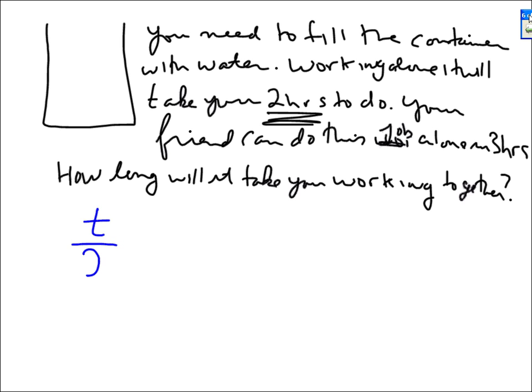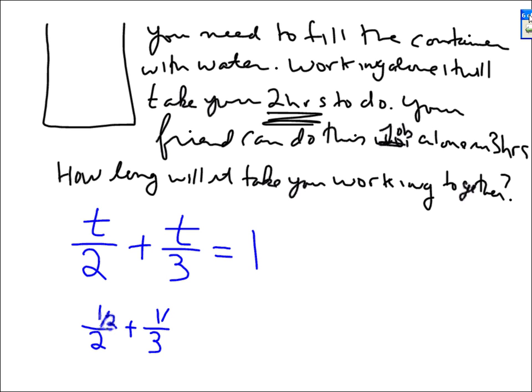Well, you're going to do T over 2 of the job, and your friend will do T over 3 of the job, and it needs to be 1. Remember, in say 1 hour, you will do 1/2 the job, and your friend will do 1/3 the job. In a half an hour, you'll do 1/2 over 2, 1/4. Your friend will do 1/2 over 3. It's always T, how long you work for, divided by how long it takes you to work alone.